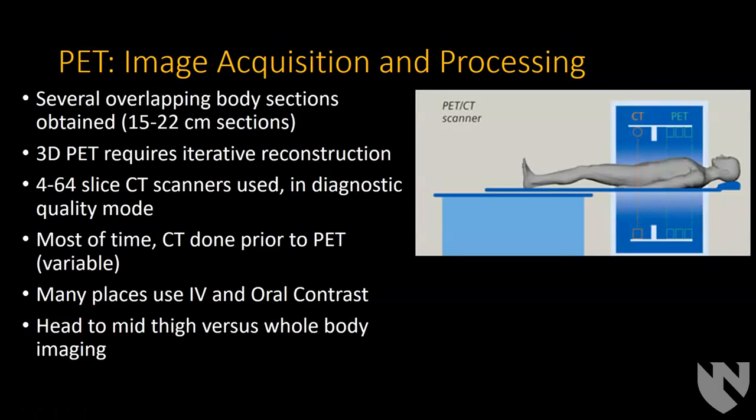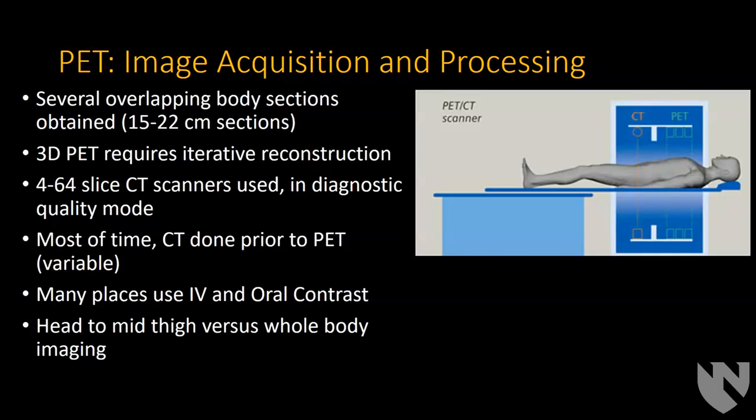Traditionally PET-CT will stop and shoot. So you'll image an area of the body, move the patient a little bit, and image another area. Some scanners slowly move the patient through, more like a helical CT, rather than stop and shoot. Most of the time, the CT is done in a diagnostic quality mode before the PET. It's not uncommon to use IV and oral contrast.